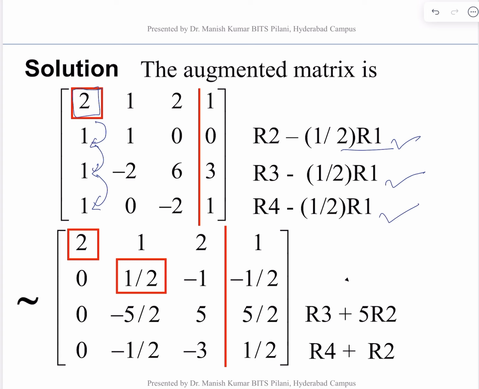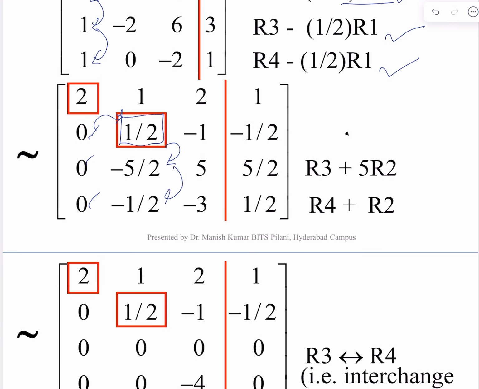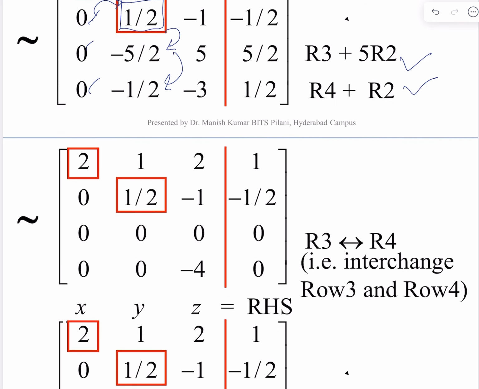So here, 1 by 2 times R1. If I do 1 by 2 times R1, then it becomes 1, right? And then subtract it from R2, R3, R4, the same operation. So I got 0, 0, 0. Similarly, we move to the next column and the row below. So 1 by 2 is non-zero. Then we have to make the entries below it 0, using suitable elementary row operations. Then we got 0, 0. And then we move to the third column, below row.